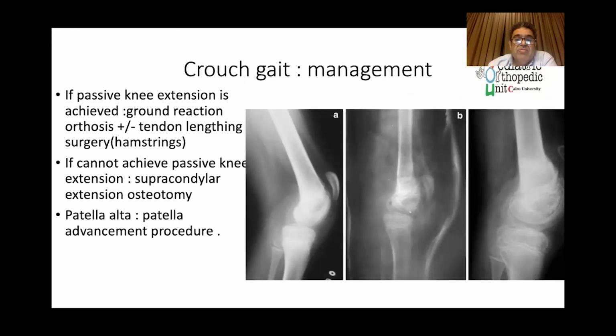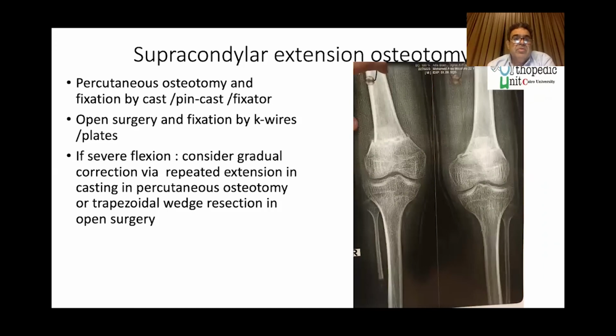If you still have a fixed knee flexion deformity, you should do a supracondylar femoral osteotomy, which is either done percutaneously or with an open technique. You should have a good observation of the level of the patella. If the patella is very high, a patella advancement procedure should be done. As I said, the supracondylar femoral osteotomy is mandatory in the case of crouch gait, using either the open technique or a percutaneous technique.